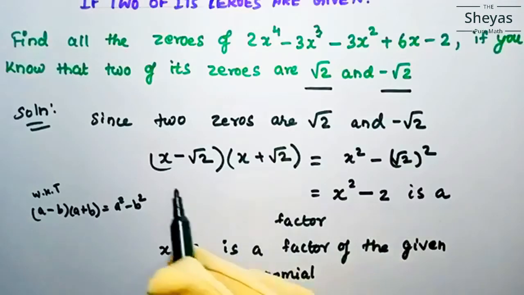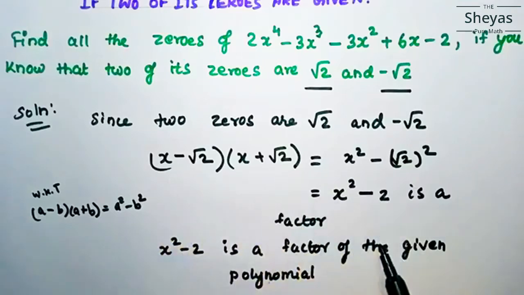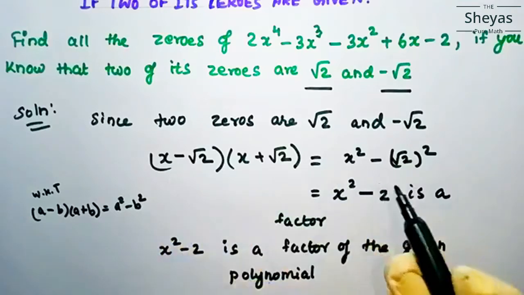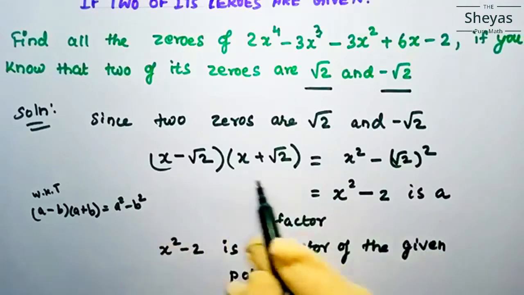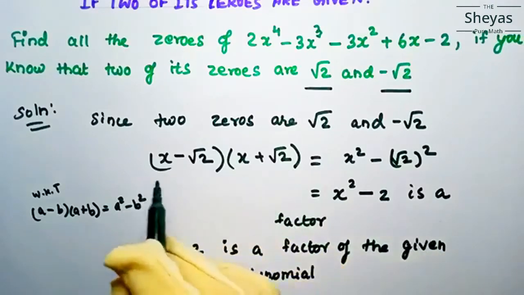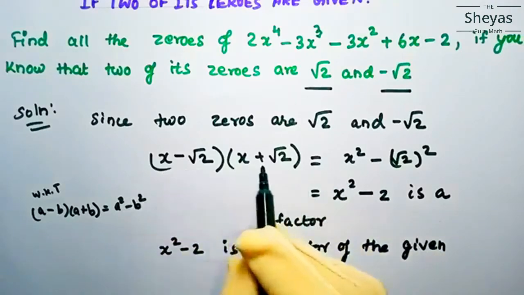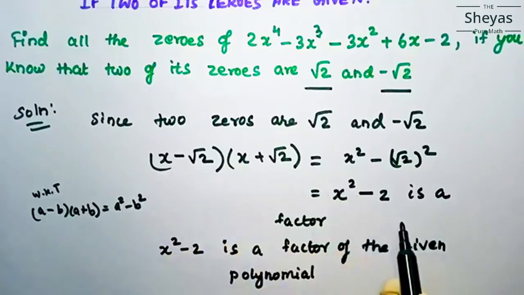Same, we can say x minus root 2 and x plus root 2 are factors. That can be written as x square minus 2. These two are factors, and when I multiply this, I'll be getting x square minus 2. So I can say that x square minus 2 is a factor of the given polynomial.